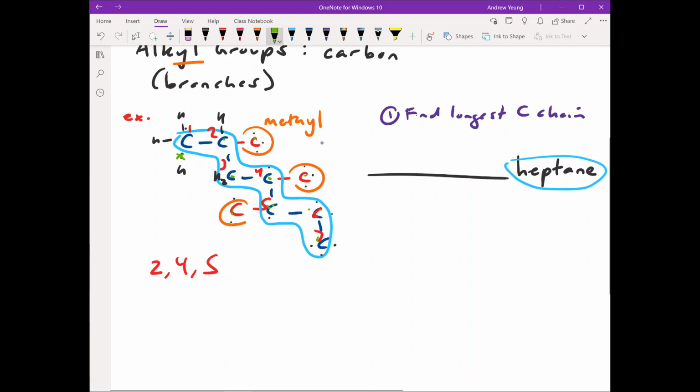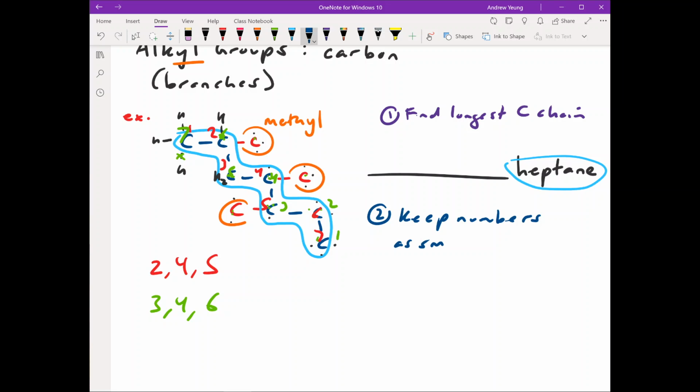What if I numbered my 7-carbon chain the other way? What if I went 1, 2, 3, 4, 5, 6, 7? Well, then, looking at it that way, my same chains would have occurred at position 3, position 4, and position 6. All right. If you remember from yesterday, we do our best and we always try to keep the numbers as tiny as possible. So keep numbers, these are the branches, as small as possible. So I know in general the 2, 4, 5 are tinier than 3, 4, 6.